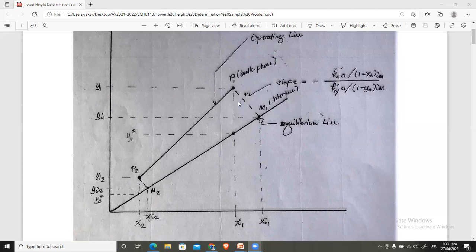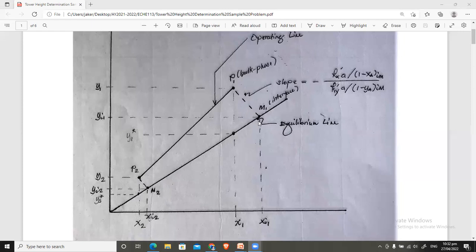So these two connected points, P1 on the operating line and M1 on the equilibrium line, have this slope which I just read a while ago. Now we do the same projection on the bulk phase 2 point, P sub 2. We project it on the equilibrium line, and that particular point where we drop it is M2. Now these two lines, P1 M1 and P2 M2, are parallel and have the same slope, which I have just read a while ago.